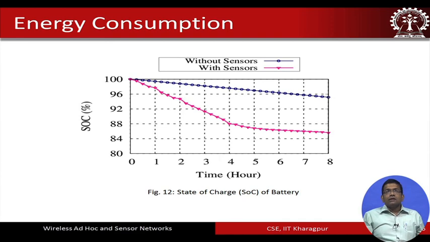So these are the state of charge in the battery using the SWAN node. I do not need to explain it; how the charge degrades over time, with and without sensors, is shown in this particular plot.